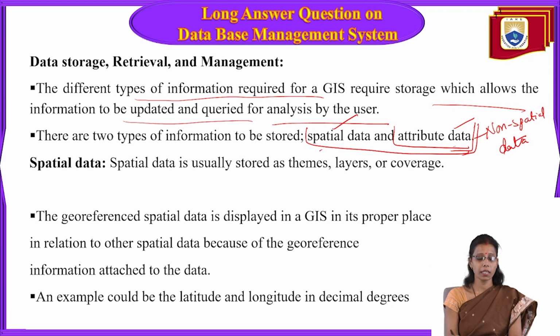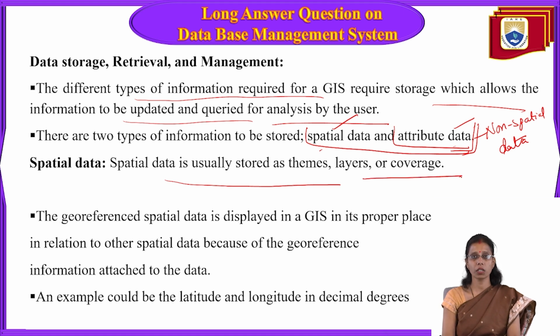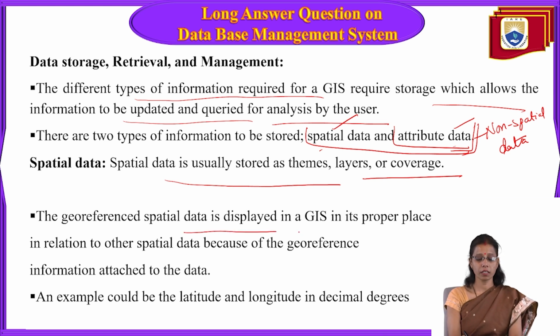Spatial data is usually stored as themes, layers and coverages. We can store the information in the form of themes, layers and coverages. Georeferenced spatial data is displayed in GIS in its proper place in relation to the other spatial data because of the geographic georeference information attached to the data.